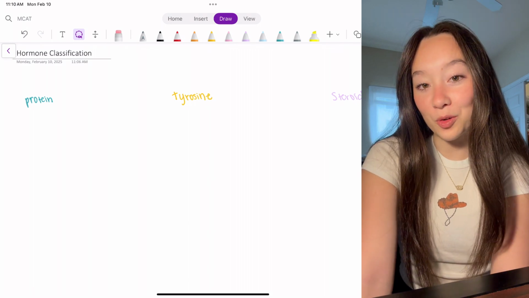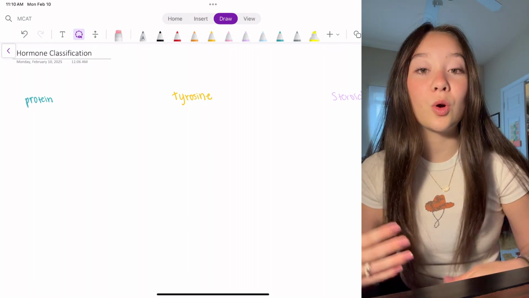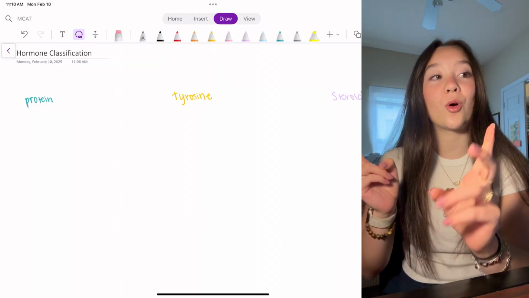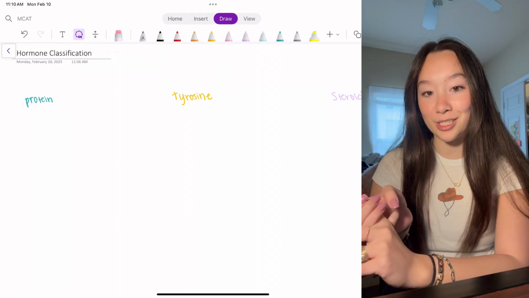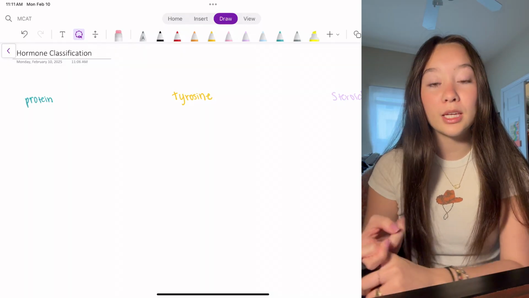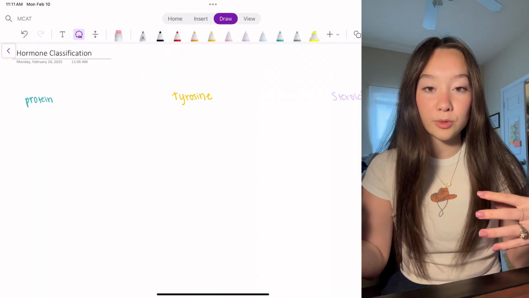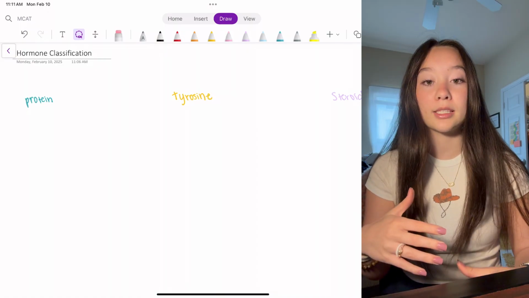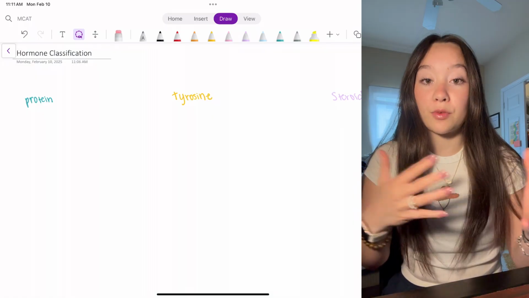Today we are going to go over hormone classification. So we're going to go over whether a hormone is derived from either a steroid hormone or tyrosine or protein-derived hormone. And then within each group, we're going to talk about their solubility, how to remember different examples of them, their mechanism, the way that they are transported, and just how the different groups differ from each other.